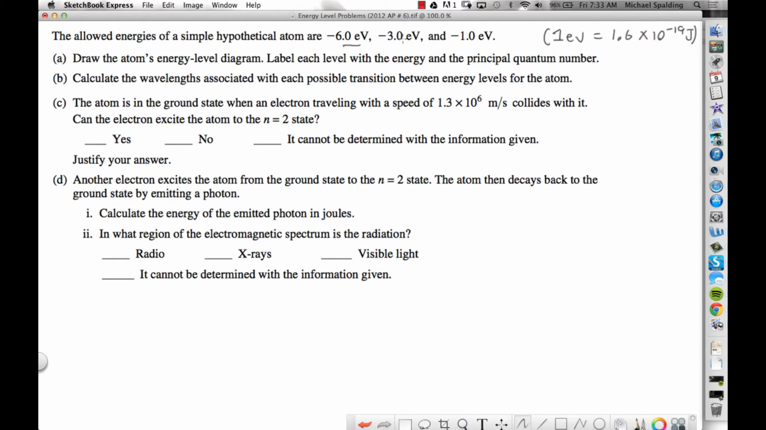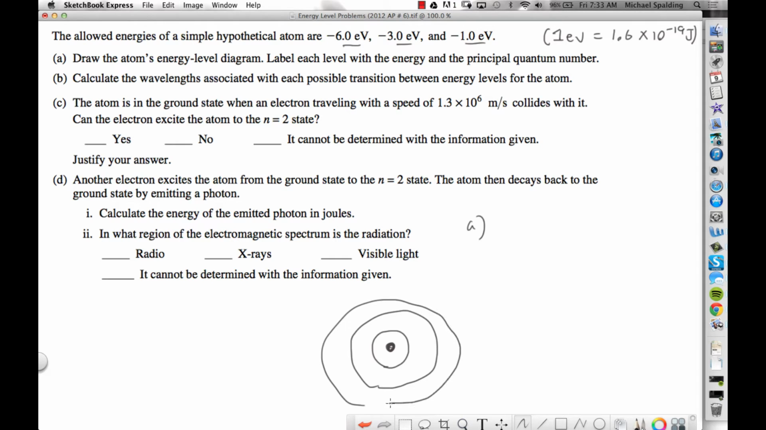So these are the energies of the levels. So question A, the idea here is that you have the nucleus in the center, and then you have these energy levels that go around the nucleus like this. And what they've given you is the energy of each level. But the way you draw it, you're not going to do it like this. You're going to show just parallel lines like this.